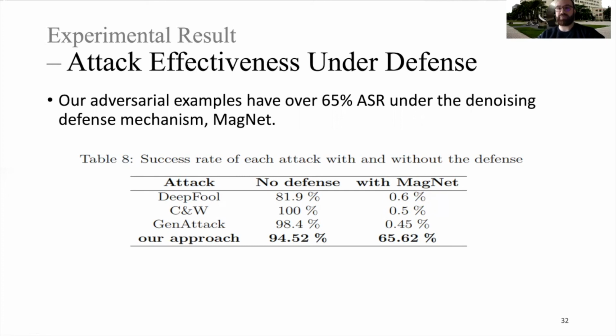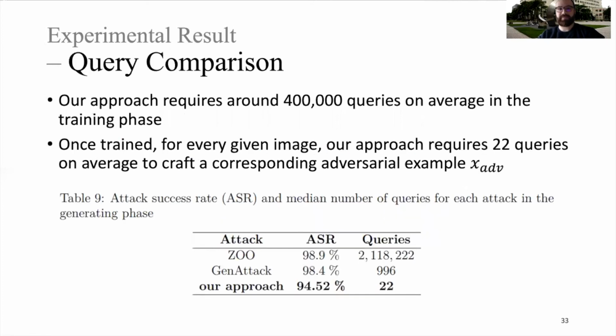One of the reasons is because we are working on a feature space rather than the pixel space. Another interesting thing to discuss is the number of queries to the target network. We observe that in the training phase, we have 400,000 queries to obtain our optimal policy, and that is just for the training phase. Once we are done with training, on the testing phase, on average, we only need 22 queries to craft an adversarial example. Compare these numbers with the other results: even though they obtain a little bit higher attack success rate, they need significantly more queries to the target network in order to craft their adversarial images.